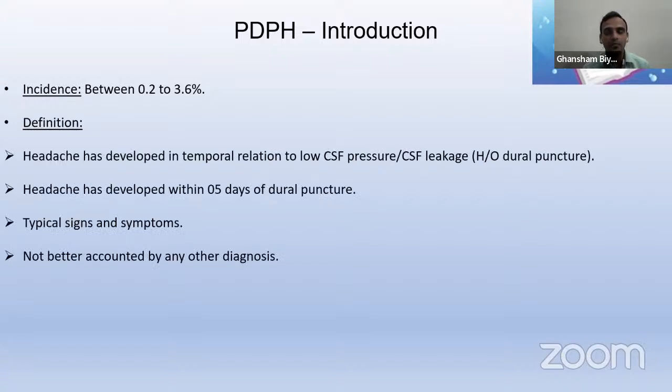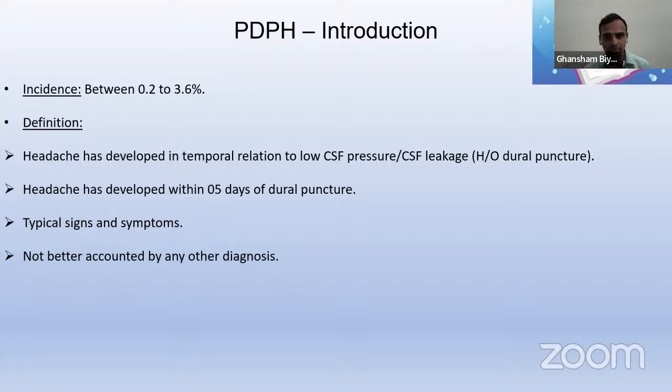This is a very important thing. We need to understand how to define PDPH. These are the criteria which are put forward by the ICHD, the International Classification of Headache Disorders. They have stressed upon 4 important points. The first point they say is that there has to be a history of dural puncture. That means whatever headache the patient has developed is because there is either a low CSF pressure or a history of leakage of the CSF through the dural hole which we have created. Secondly, the patient has to present to you within 5 days of a history of dural puncture. Then you can call it PDPH.